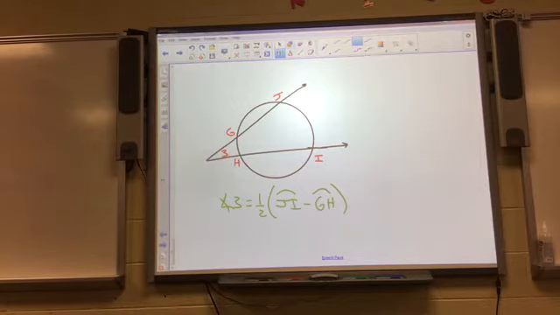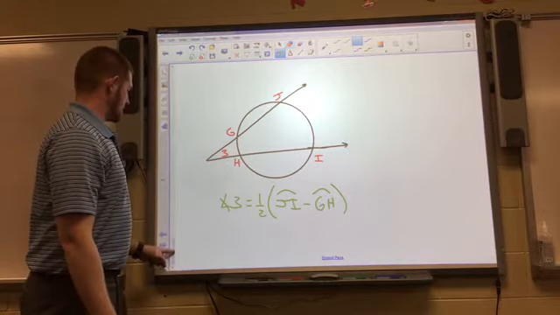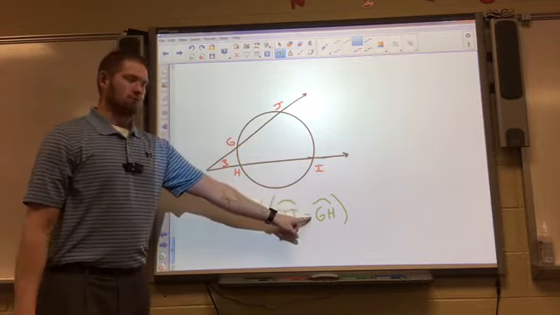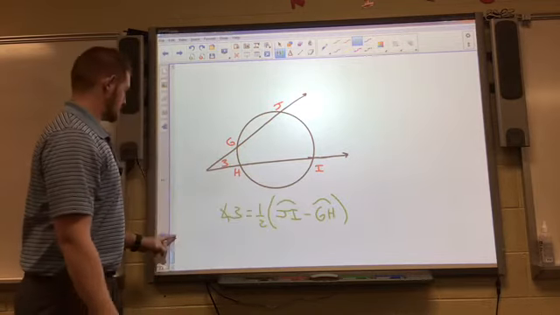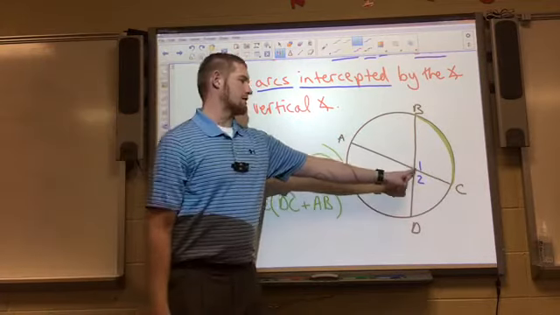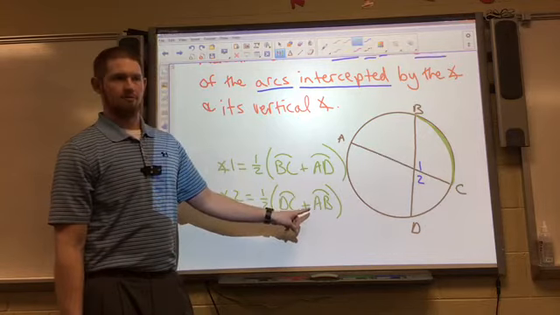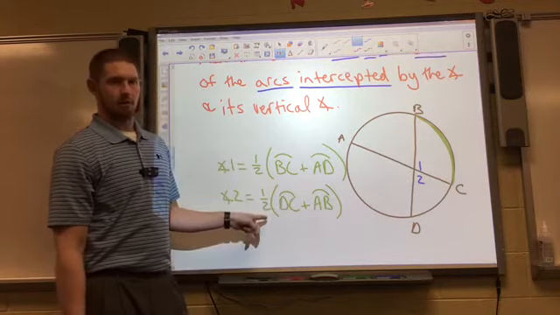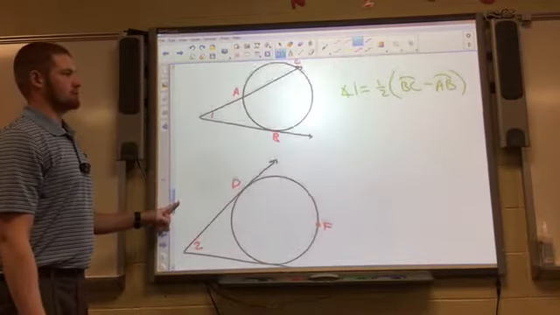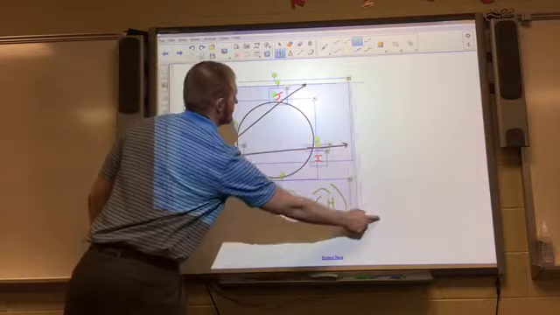Okay, and the way we talked about in the last couple classes to remember these, if you're intersecting outside the circle, you subtract. If you're intercepting inside the circle, you add. And then from there, they're both half, right? Okay, so you intersect in the circle, you add. You intercept outside the circle, you subtract.